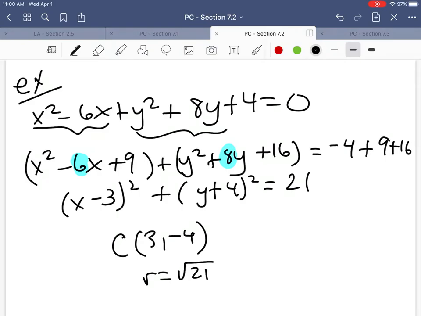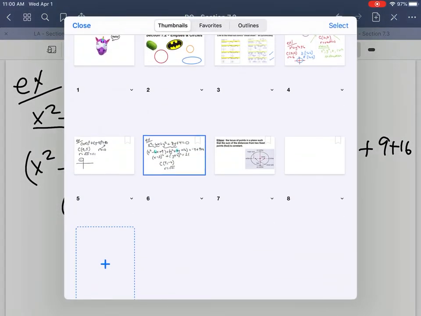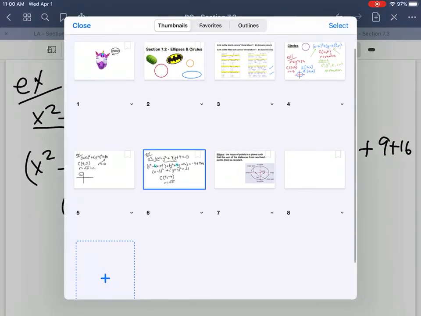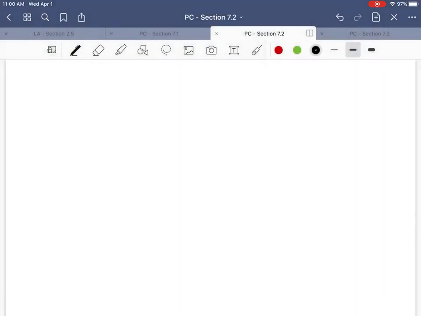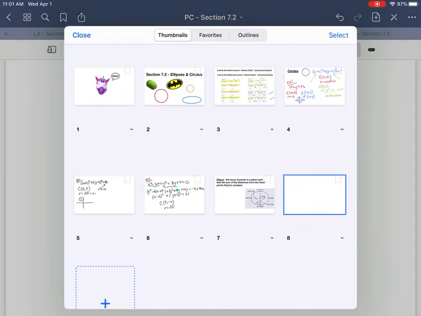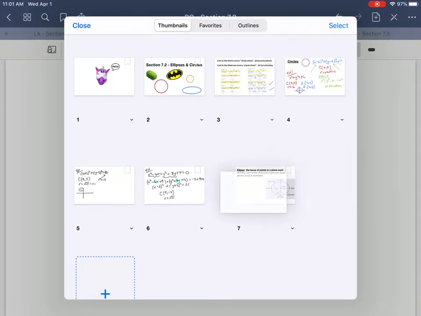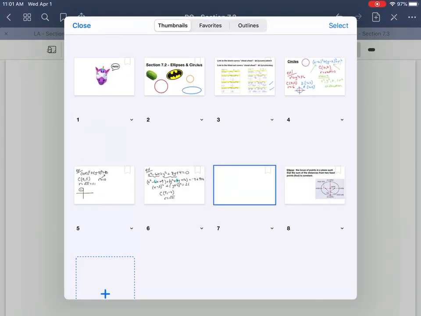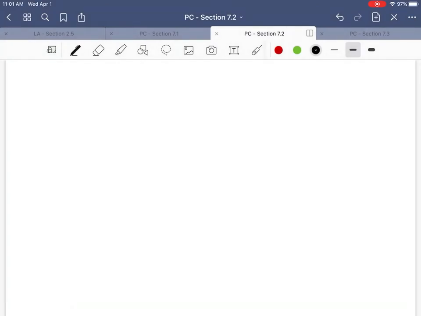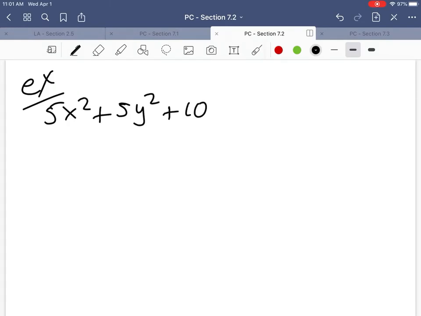All right, and then the last example here. My last example is going to be the same thing as I just did, but a little bit more detail, more to it. So my last example has 5x squared plus 5y squared plus 10x plus 20y plus 8 equals 0. Again, I'm going to collect my pieces.